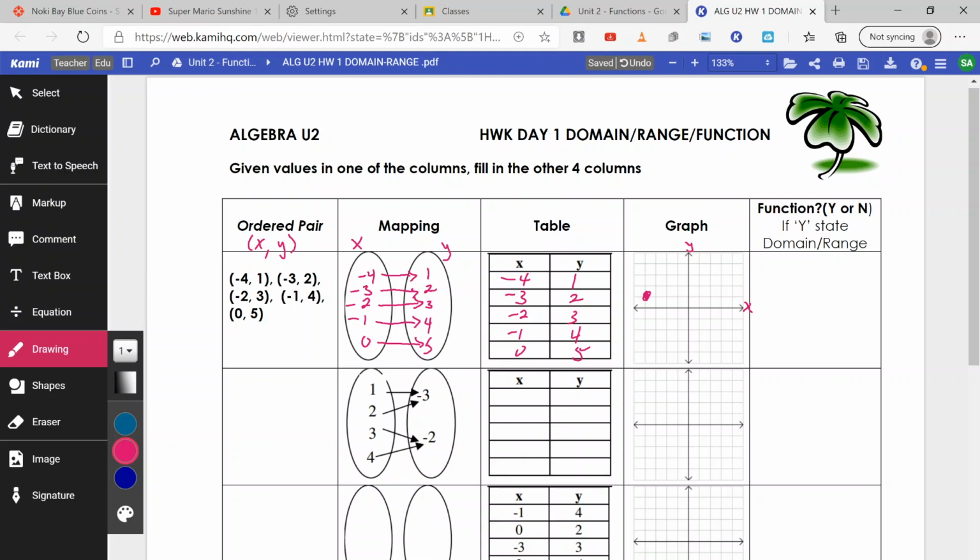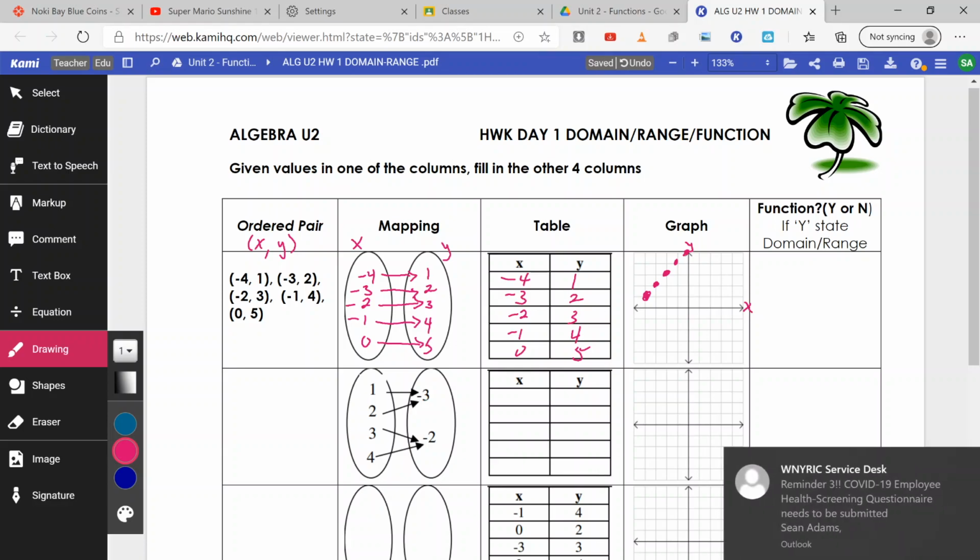And then negative 3, 2. So back 1, 2, 3, and then up 2. Negative 2, 3, so back 2, up 3. Negative 1, 4, left 1, up 4. 0, 5, so I stay here at the origin where the x and y cross, that's 0, and I go up to 5. And that's all I'm going to do. I'm going to plot the points.